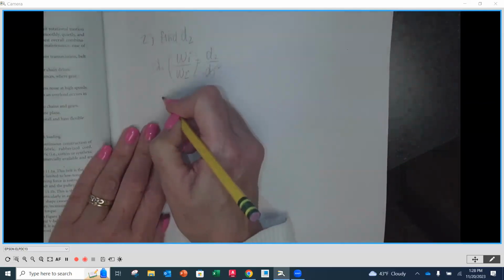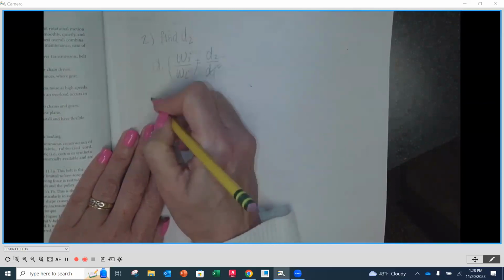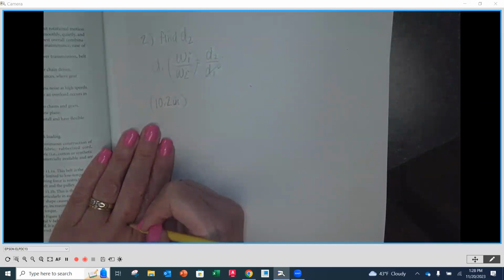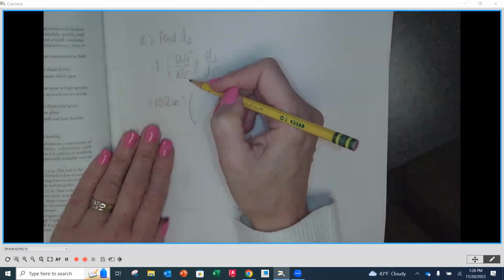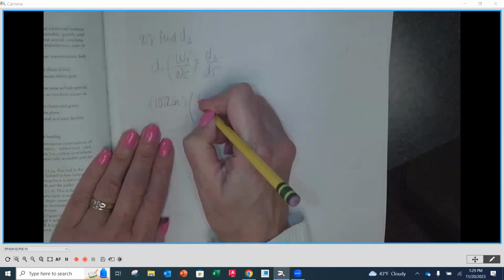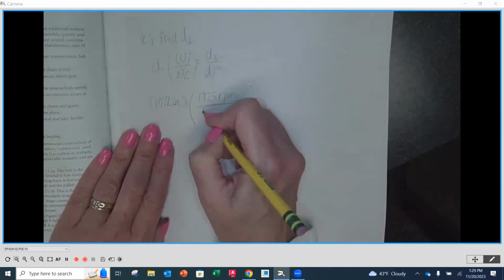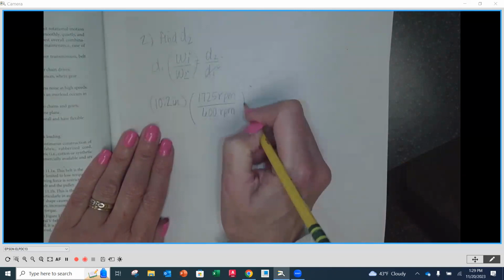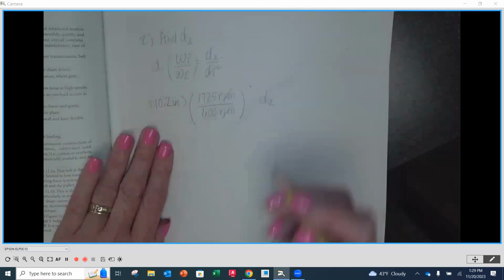And now we're going to take our value. We had 10.2 inches is what we picked for D1 on the previous step. And then we're going to multiply that by, in this case, we can go back to the RPMs, because this is just a ratio and those RPMs are going to cancel top to bottom. We don't have to have these in radians per minute. So we know that our W1 from the problem statement was 1725 RPMs, and our W2, they said approximately 600 RPMs. RPMs cancel, and that's equal to D2.